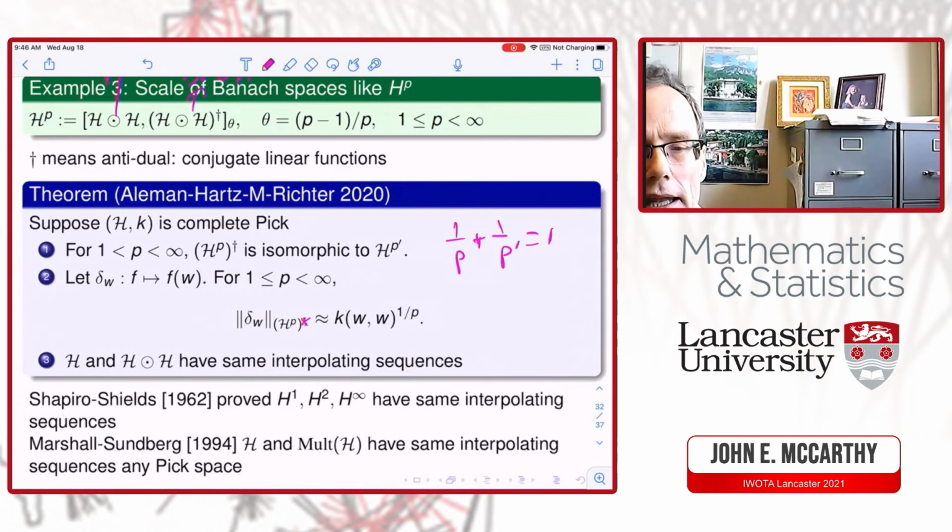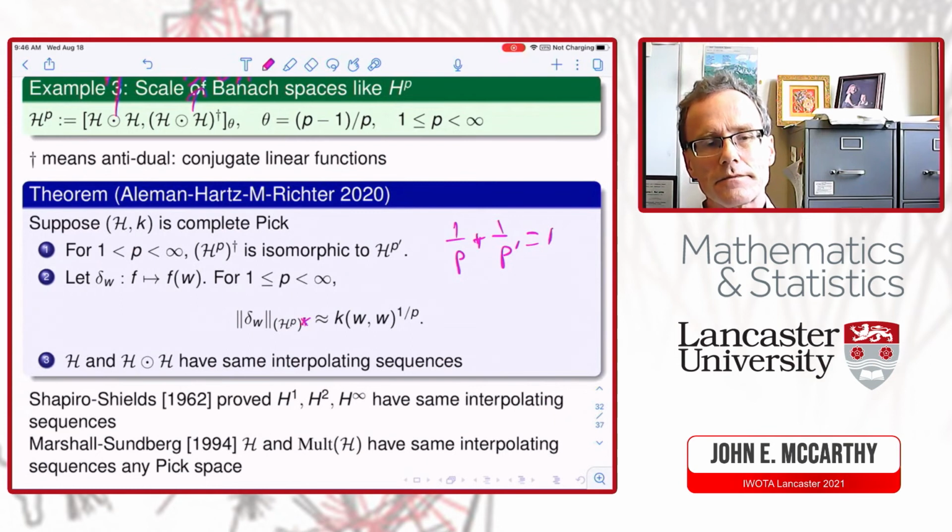So a little history there. In 1962, Shapiro and Shields gave a new proof of Carlson's theorem, in the course of which they proved that the Hardy spaces H1, H2, and H infinity all have the same interpolating sequences. And then Marshall and Sundberg, in a very influential paper from 1994, which is actually where I first learned about the Pick property. This paper never got published. The preprint used to be on Don Marshall's website and has disappeared, but it's a great paper.